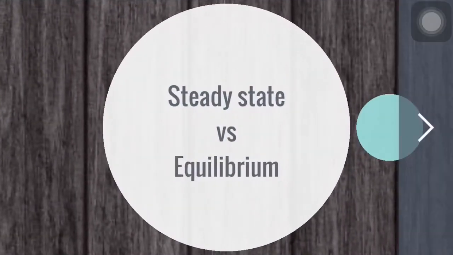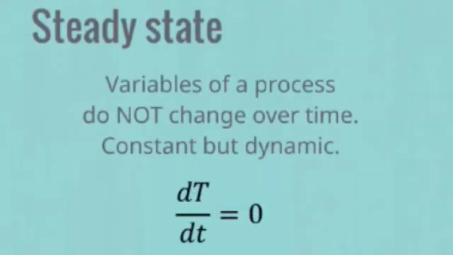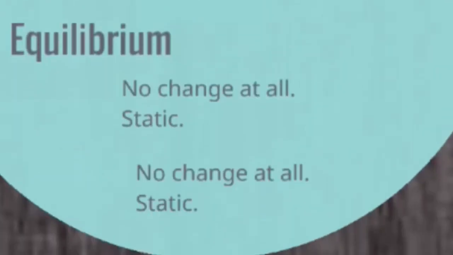Steady state versus equilibrium. Steady state refers to when the variables of a process, such as temperature, pressure, concentration, heat, and volume, do not change over time. This means that our process is constant but dynamic. On the other hand, equilibrium refers to a lack of change in the system, meaning that there is no net driving force. Thus, our process is static.